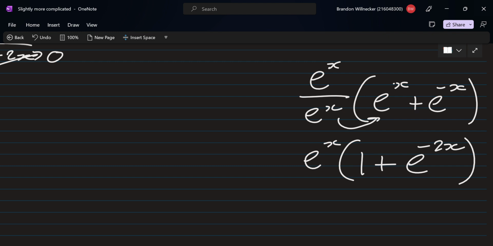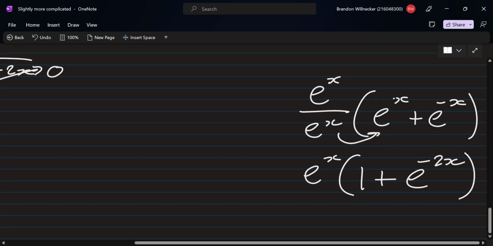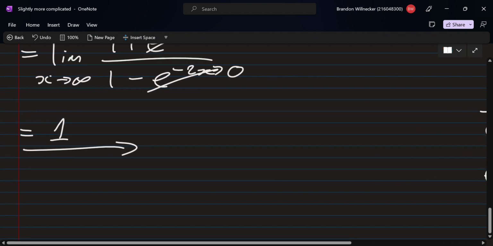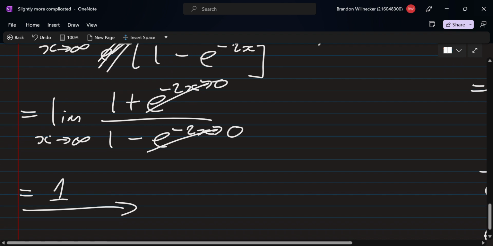Okay, is that all right? No. Which part are you confused with? The exponential rules? No, I'm okay with that. There, so e raised to minus 2x. Yes?